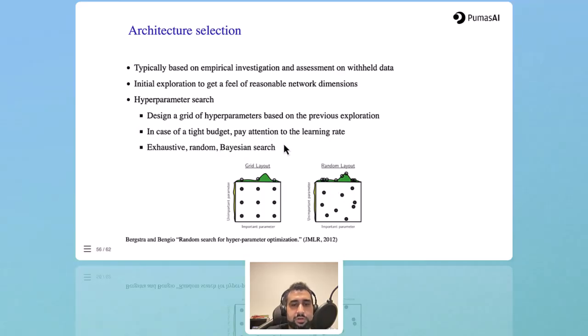And of course, there are also multiple competing objectives here. We care about the performance, but we also care about computational speed and how fast the model is to evaluate and train.